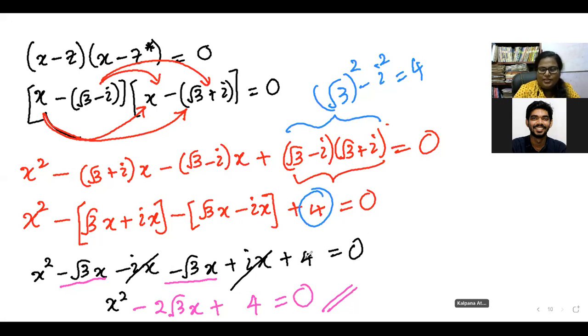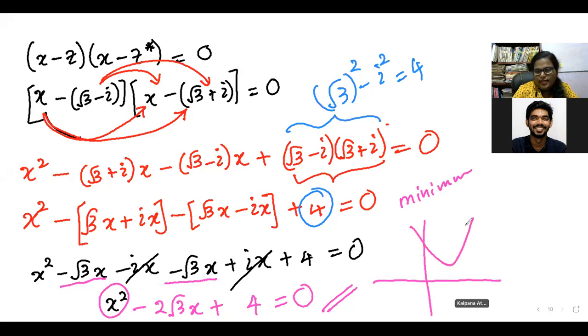So it is very interesting, right? What do you think about the graphical representation of this quadratic equation? Since it is an x square, that means the coefficient of x square is positive, so definitely it is a minimum graph, right? We can draw this one like this.